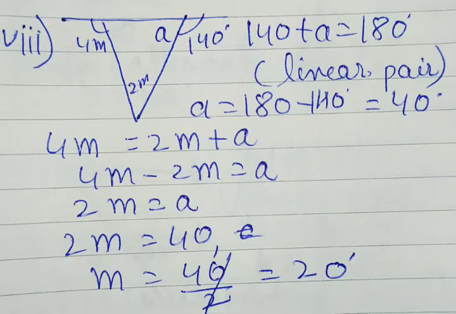Now in subpart 8, here I have marked a, same way you also mark it in the figure, then you find out the value of a. So 140 plus a is equal to 180, linear pair, and a is equal to 180 minus 140 equal to 40 degree. After finding the value of a, we can use the concept that exterior angle is equal to sum of its interior opposite angle. So 4m will be equal to 2m plus a. So 4m minus 2m is equal to a, and 2m is equal to a. So 2 into m is equal to 40, because the value of a we have got is 40. Then m will be equal to 40 divided by 2 equal to 20 degree.